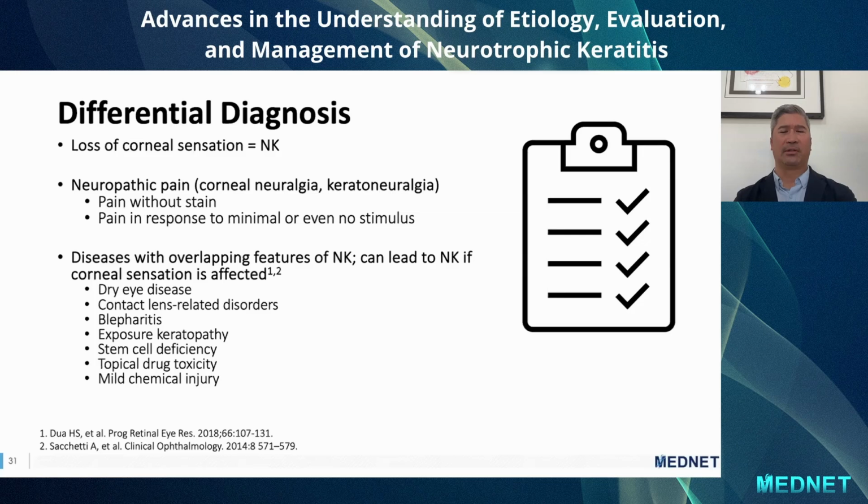And so the differential diagnosis is the loss of corneal sensation. We know neuropathic pain is going to be the opposite. And these are the patients that have intense pain and severe symptoms, but we take a look and there's no staining. We're not seeing any reason why this patient would have that neuropathic pain. Overlapping features of NK, or that can lead to NK, are going to be dry eye disease, contact lens related disorders, stem cell deficiency, drug toxicity, but also mild chemical injury.